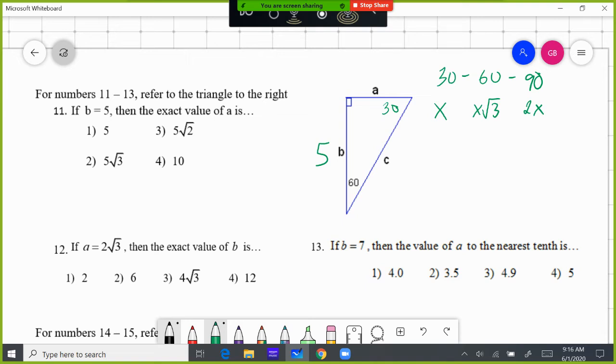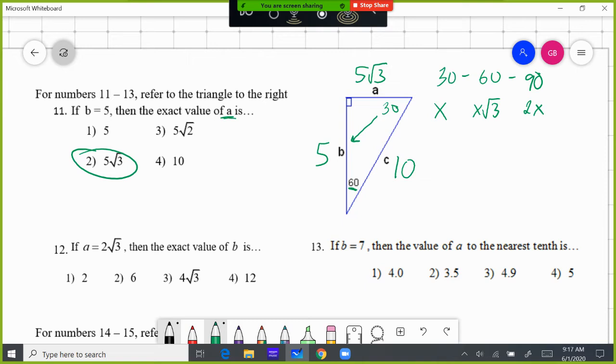So we have the side that is opposite to the 30-degree angle. We're trying to find A, which is the side opposite to the 60-degree angle. So you take the 5 and you multiply it by the square root of 3. So that's option 2. If they wanted the hypotenuse, I know they didn't ask, you take the 5 and multiply it by 2. This would be 10. So if it's a special right triangle and you have one of the sides, you can find the rest.